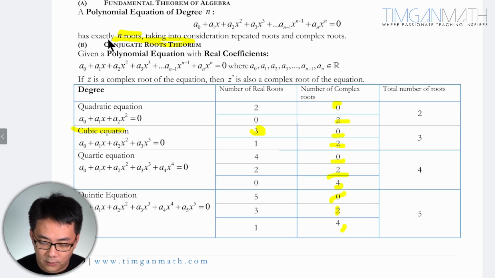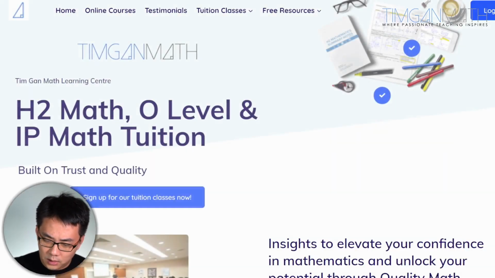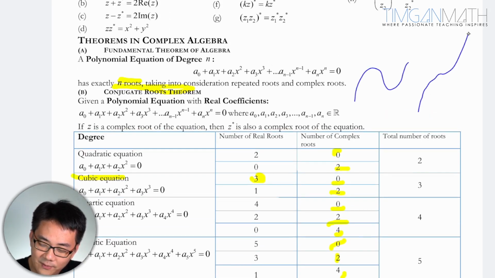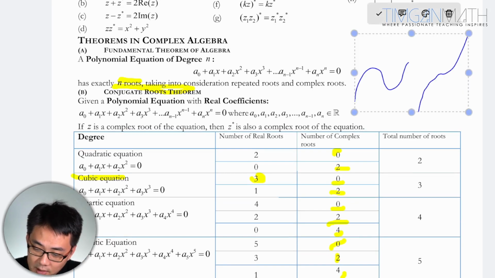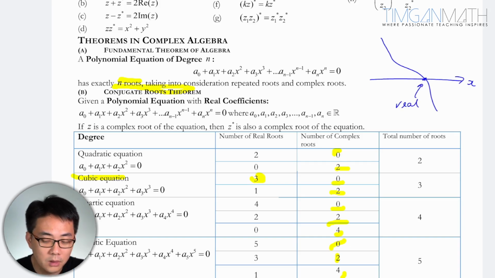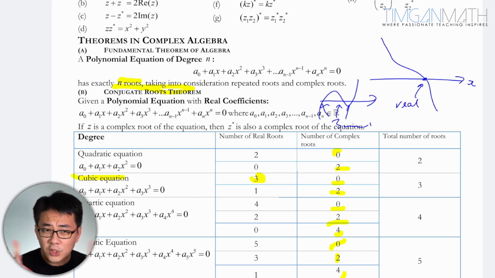So if you think about the power of 3, the cubic graph, it looks like that. Okay, cubic graphs look like that or like that, right? No matter how you draw it, it will definitely cut the x-axis once. It definitely has 1 real root. This is 1 real root, right? This is 1 real root, right? If you draw this, it is 3 real roots. There's no other way you can draw your cubic curve that it doesn't cut the x-axis. That is what it's trying to say.